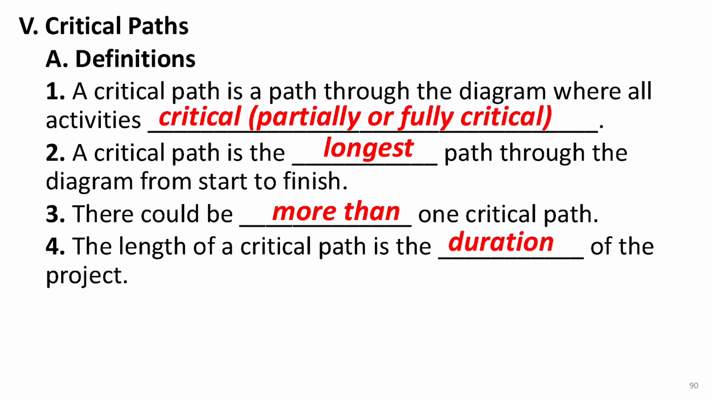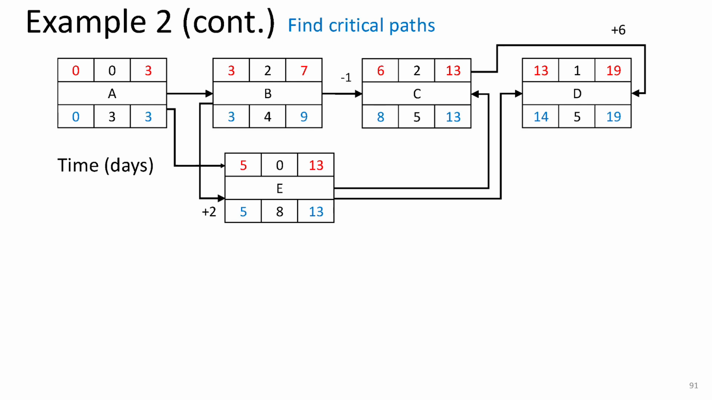Finally, the length of a critical path represents the total duration of the entire project. Why? Because the critical path is the longest path in terms of duration, so its length essentially sets the timeline for the whole project. Let's go back to example 2, which we solved earlier.